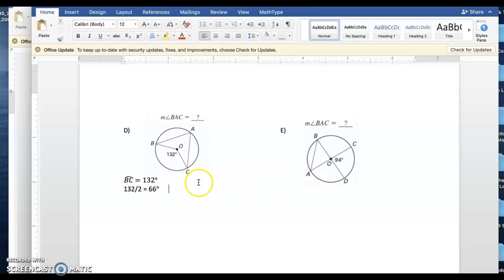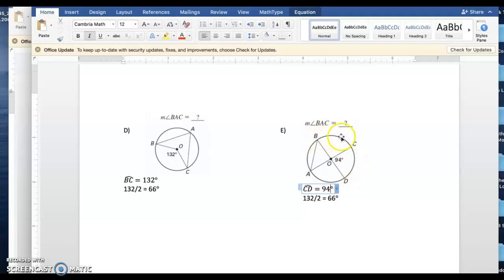Same idea in part E. So let me just copy this stuff so I can delete things out. In part E, I know that the central angle COD is 94 degrees. So that means I need to figure out what this angle is. Now we're also looking at which angle do we want, BAC. So what would be helpful to figure out what this angle measure is, if CD is 94 degrees, so let's put that in there. We know CD is 94 degrees.